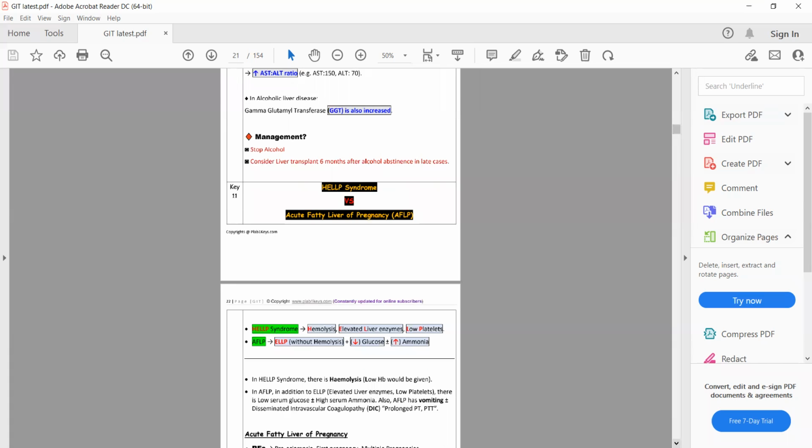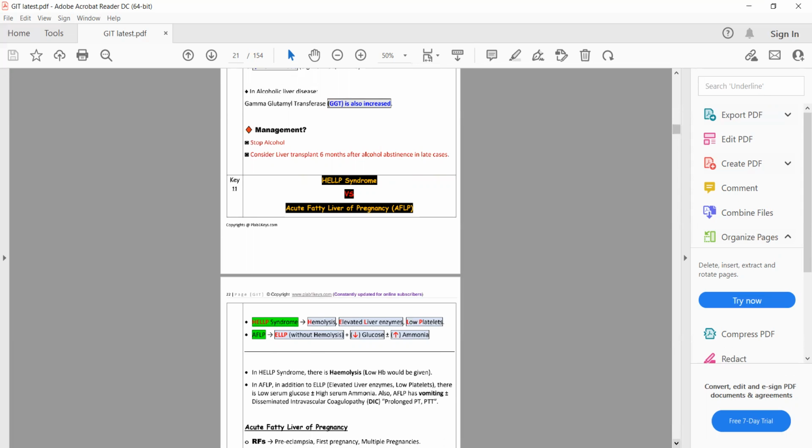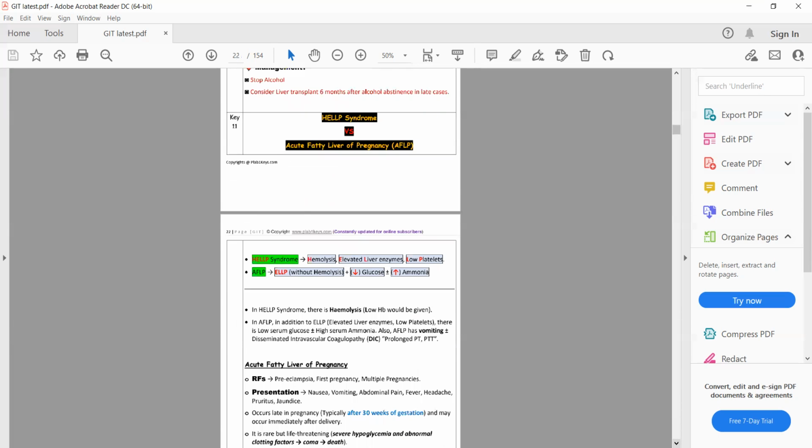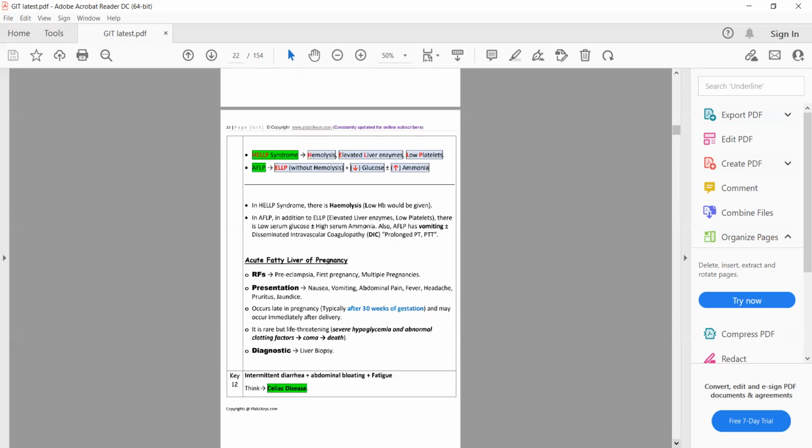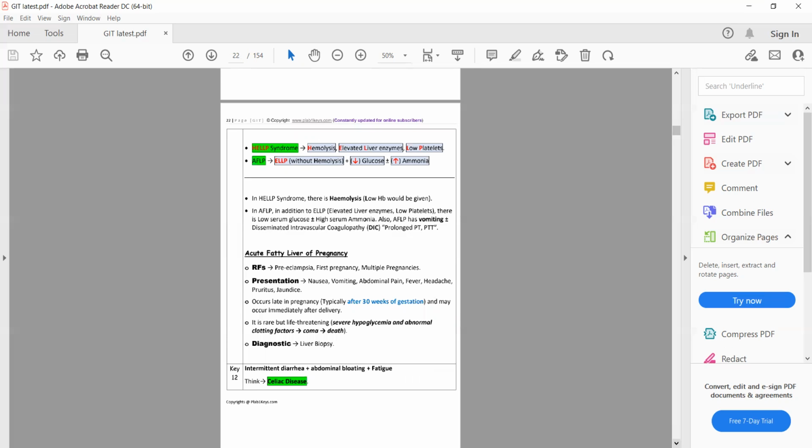So causes of abnormal LFTs in general are autoimmune hepatitis and alcoholic liver disease, while causes of abnormal LFTs during pregnancy are HELLP syndrome and acute fatty liver of pregnancy. Acute fatty liver of pregnancy usually occurs after 30 weeks of gestation or immediately after delivery.